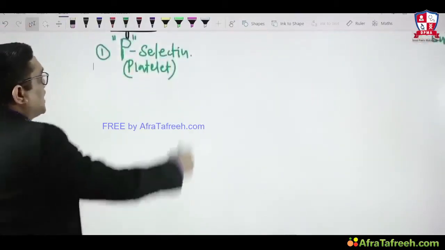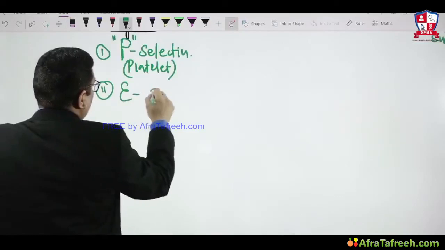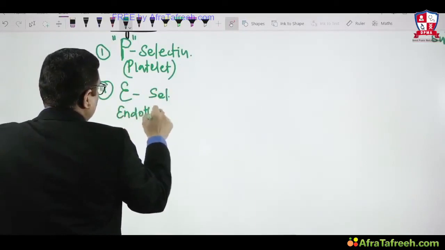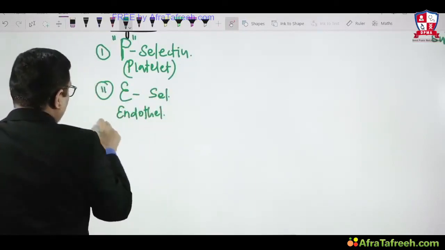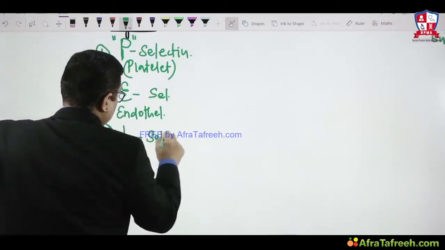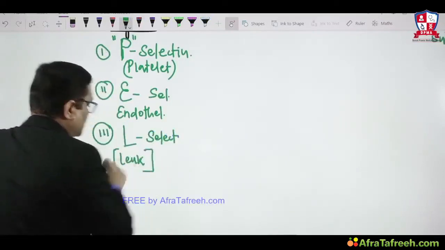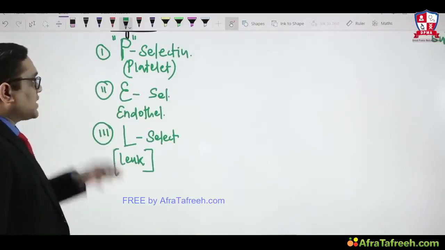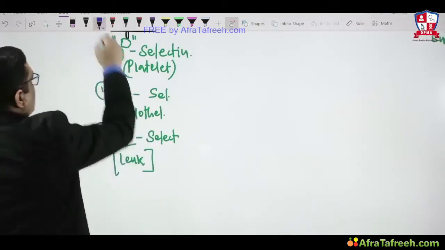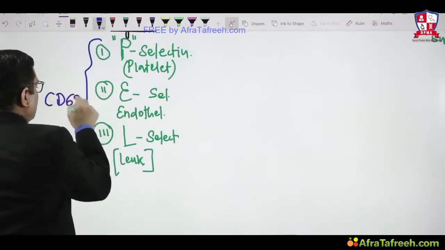When they are present on endothelium, they are called E-selectin, E for endothelium. And when they are present on leukocyte, they are called L-selectin, L for leukocyte. So these are the three types of selectin: P-selectin, E-selectin, L-selectin. And we must remember, for all the selectin, the CD marker is CD62, and this could be your future question in exam.